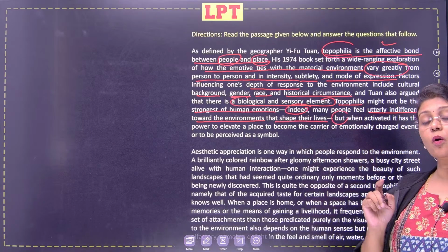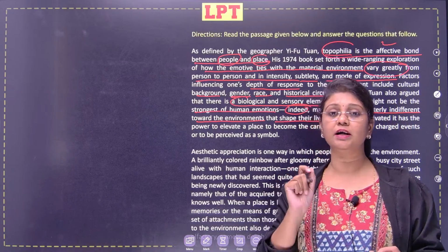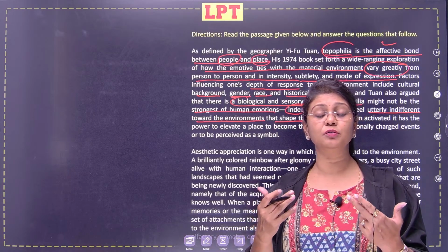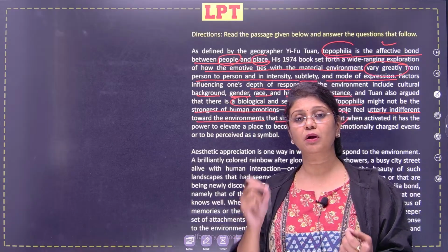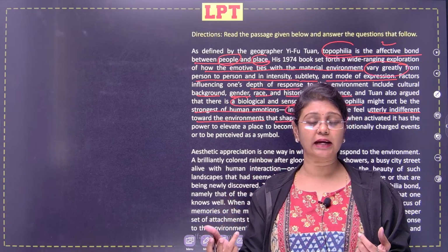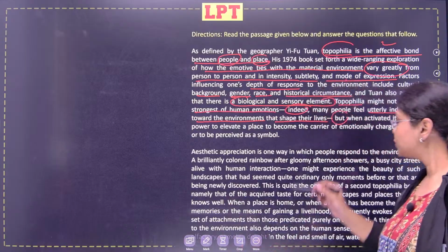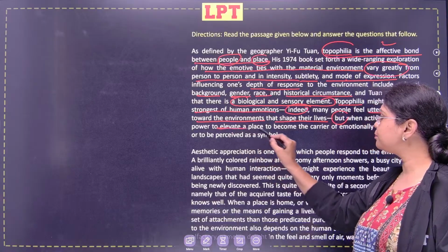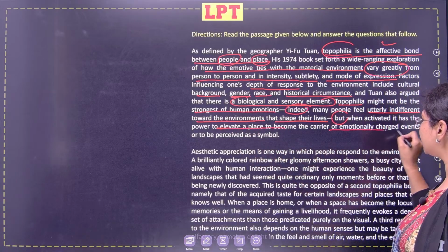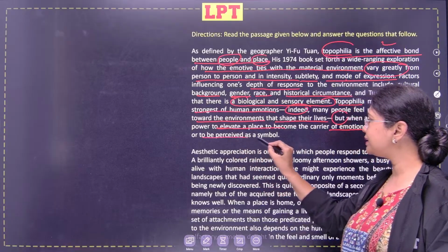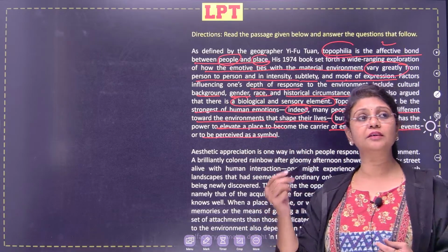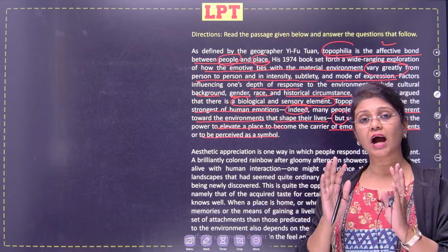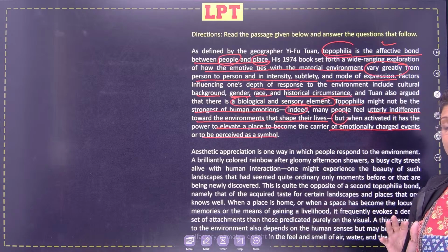But guys, always pay attention when you are solving a reading comprehension passage. Pay attention to wherever you spot these transition words, because after that transition word, the information that comes plays a vital role. So it says, but when activated, it has the power to elevate a place to become the carrier of emotionally charged events and to be perceived as a symbol. So basically, if you look at the first paragraph, we have talked about what topophilia is and how it is administered. All right, let's go to the second paragraph.